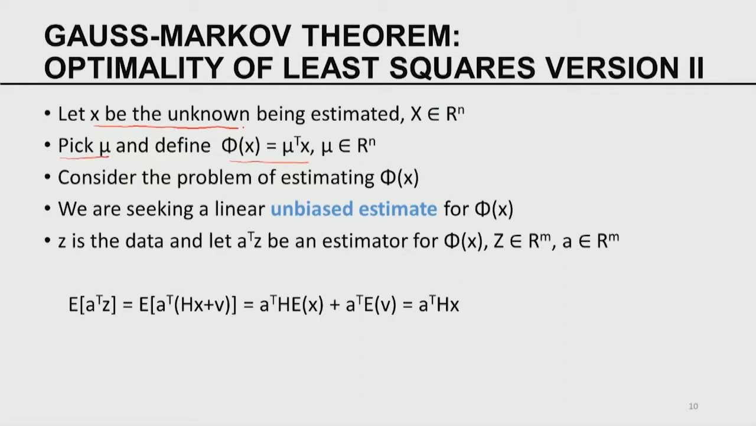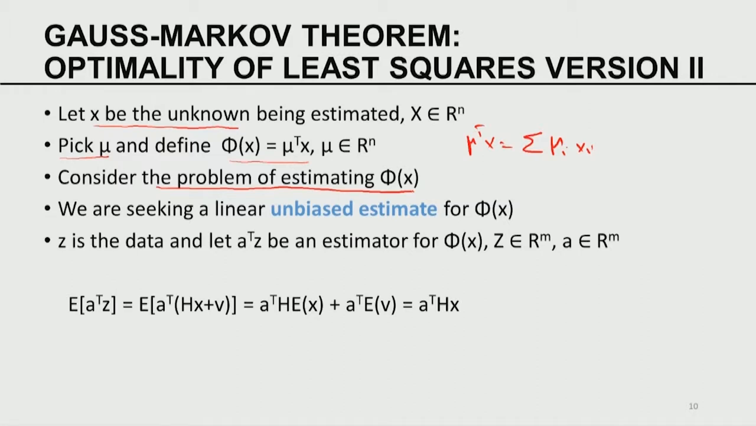Now what is it that we want to do? Even though mu is known, something I picked, x is not known, the components of x are not known. So mu transpose x is essentially the sum of mu i xi. So instead of estimating x, I would like to be able to estimate this linear combination of the components of x, which is the sum of mu i xi. So the problem is to consider estimating phi of x. I hope that is clear now.